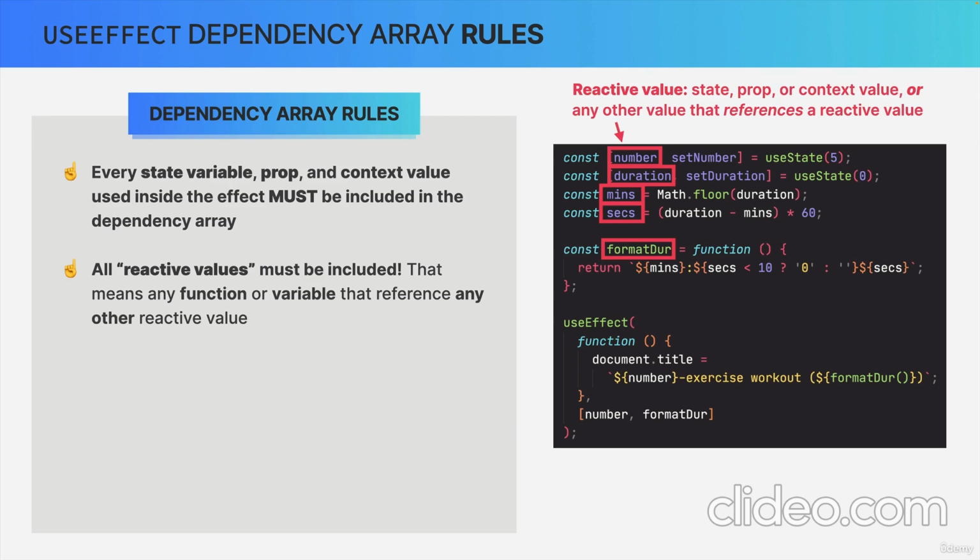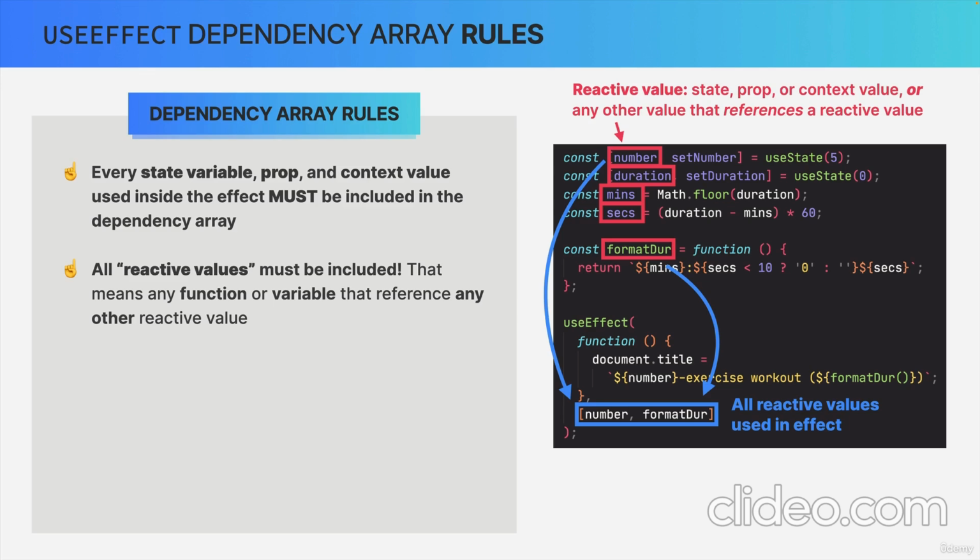Now, going back to our dependency array, this means that every single reactive value must be included, which, again, includes any functions or variables that reference any other reactive value. And the goal of this is to avoid so-called stale closures that would otherwise occur inside the effect function.